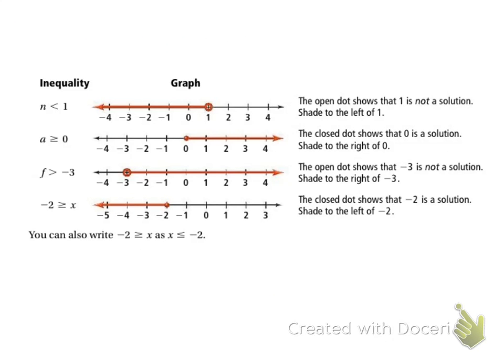Okay, when we're graphing, once we get it down to just the variable and one number, then I can graph it. I am going to put a dot at whatever number it is. So in this case, 1, 0, negative 3, negative 2. It needs to be either an open dot or a closed dot. If it's open, then I'm going to use the less than and the greater than symbol. Those are open circles. And it's going to be closed if I'm using less than or equal to and greater than or equal to.